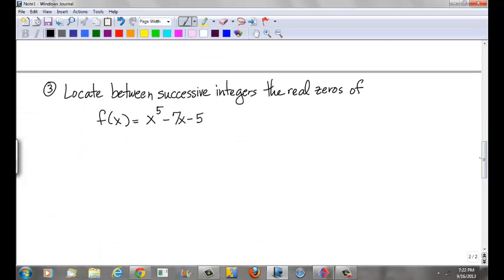Okay? Now, we're actually going to do this on the calculator and make tables, but what we're really looking for, when they say between successive integers, and I'm just making this up, they want to know, like, say I have a graph like this. They want to know, is it crossing between -1 and 0, between 1 and 2? Where is it crossing? Okay?